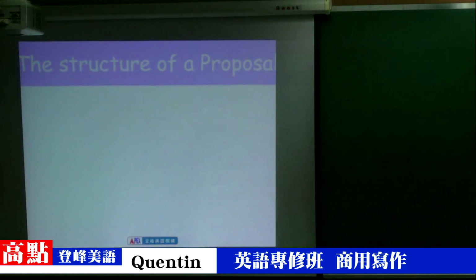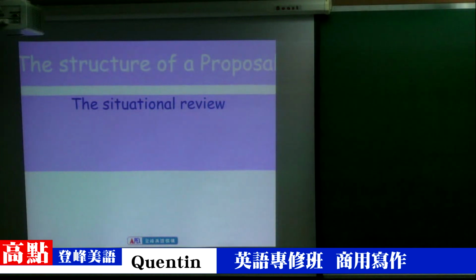What kind of organization, what kind of information do you need to include in a proposal to make your proposal effective and persuasive? Your proposal should have three parts, or three elements. The first element we call the situational review. And in the situational review, you basically have to draw a picture. You have to paint a picture about the situation.